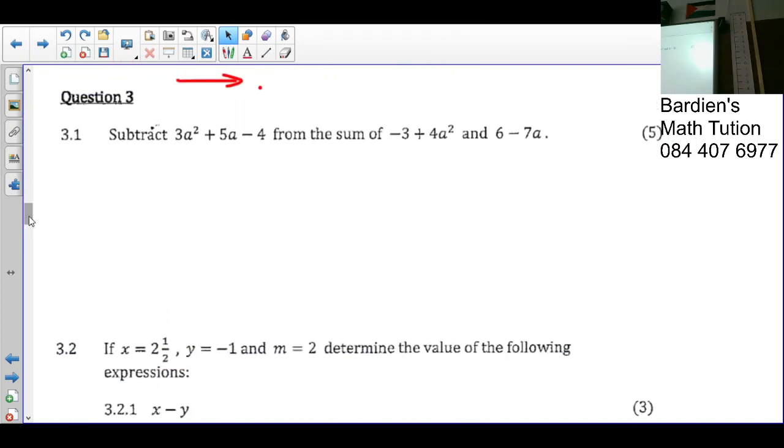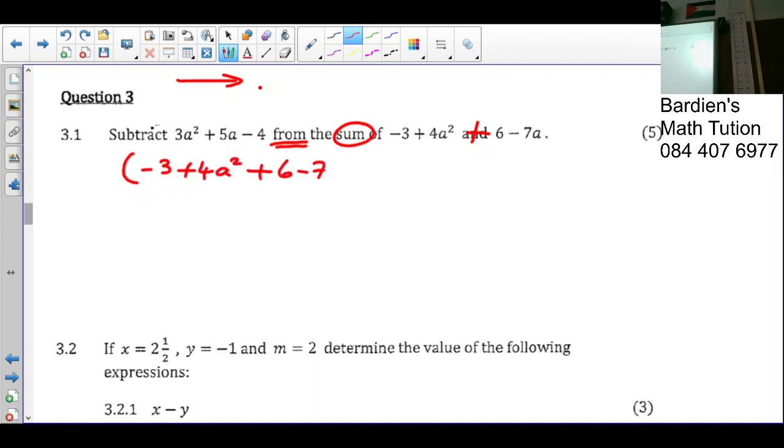Let's move on. Question 3.1. It says subtract 3a squared plus 5a minus 4 from the sum of negative 3 plus 4a squared and 6 minus 7a. So it says subtract that from. What happens is whatever follows from, you write first. You must work out the sum of, so you must add that. In other words, it's going to be negative 3 plus 4a squared plus 6 minus 7a.